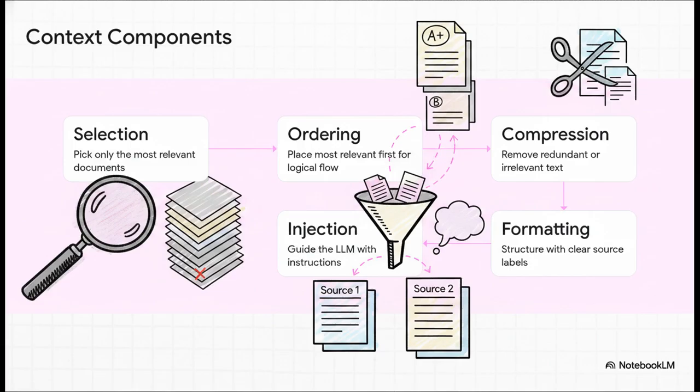Step 3 is compression. This means stripping out all the heavy, redundant company logos and boilerplate text from those receipts, just to keep our token usage super efficient.